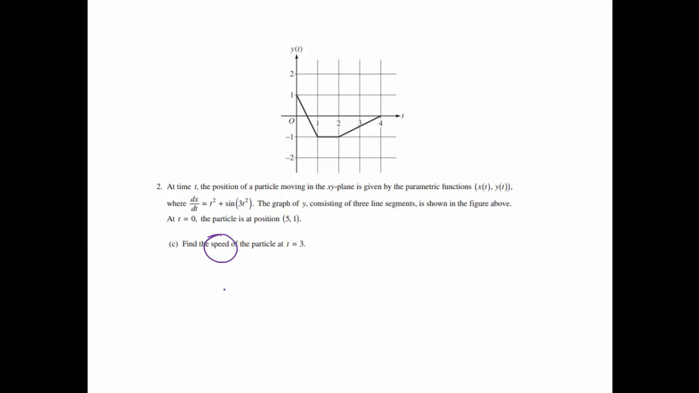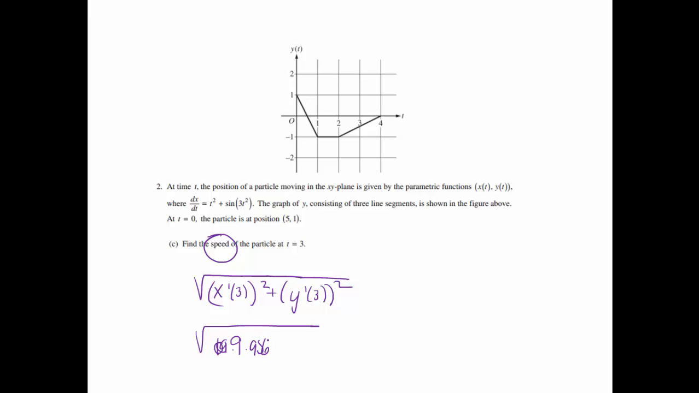Okay, we found out that the speed is equal to the square root of the derivative of x at 3 squared plus the derivative of y at 3 squared. So we have already found out that the derivative of x was 9.956376, and then we're going to square that. Plus, we found out that y prime of 3 was 1/2, and then we'll square it. And then when we find that answer out, it will be 9.969.